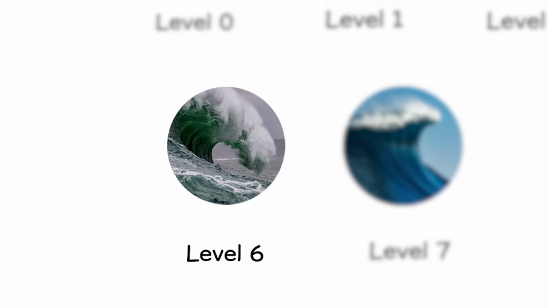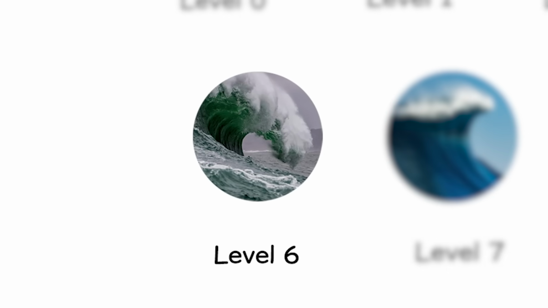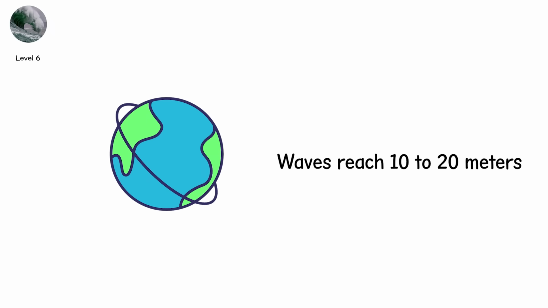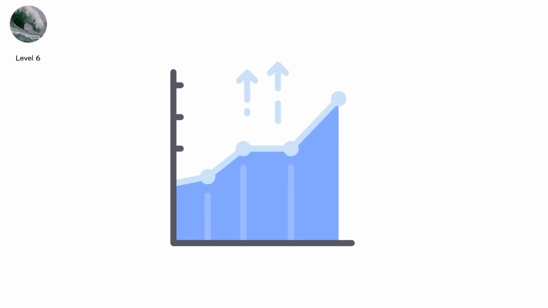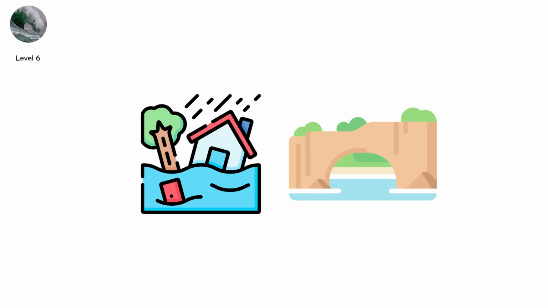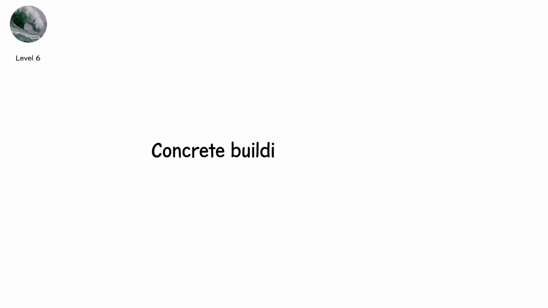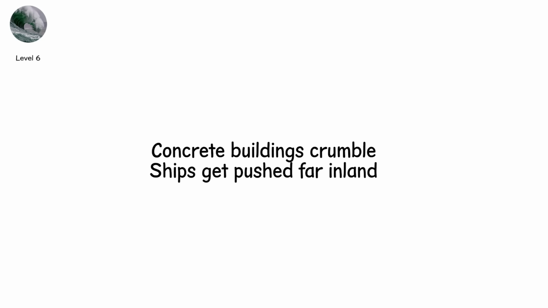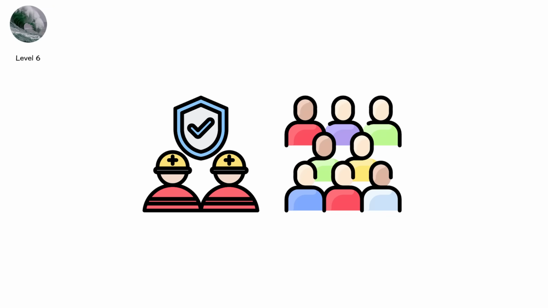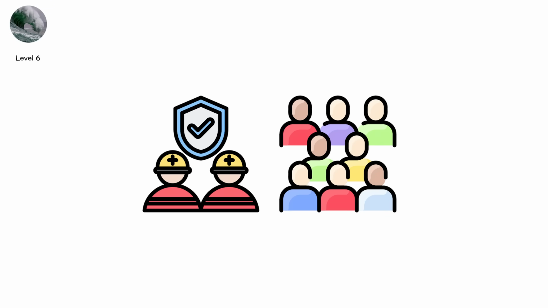Level 6. Level 6 isn't a natural disaster, it's a planetary statement. Here, waves reach 10 to 20 meters, and their power grows exponentially. A 20-meter wave doesn't just flood a village, it erases a coastline. At this scale, entire neighborhoods become part of the ocean. Concrete buildings crumble, ships get pushed far inland, rescue becomes nearly impossible. Not because the people aren't trying, but because there's simply nothing left to reach.